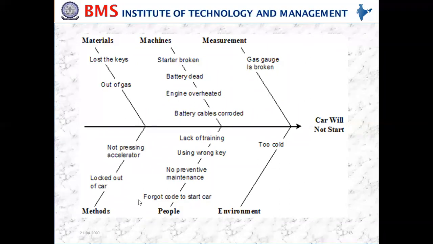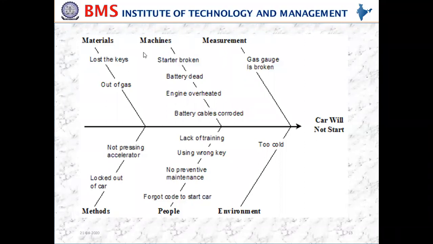And the people, say, for example, the person who is driving the car, here he may have forgotten the code to start the car, or there is no preventive maintenance because it may not be maintained properly. Preventive maintenance did not happen. Maybe using the wrong key or lack of training. He doesn't know how to drive a car or how to start a car itself. So this is also one of the possible causes under people, or men, we can say.